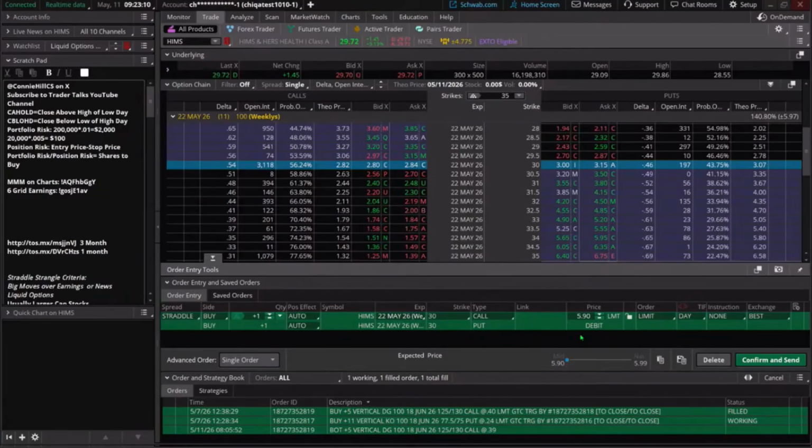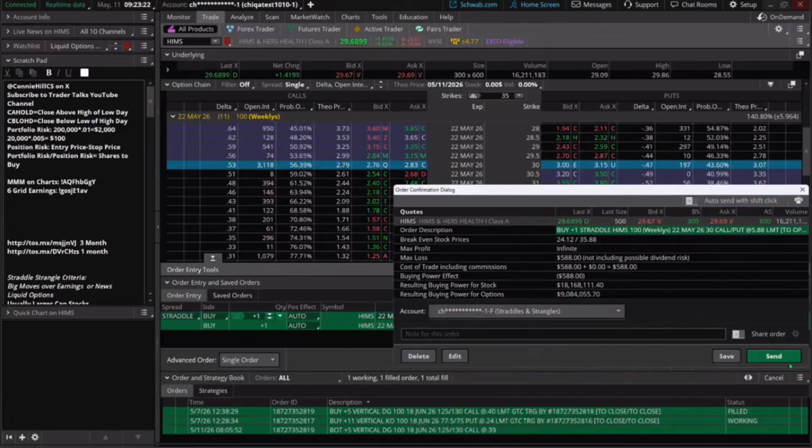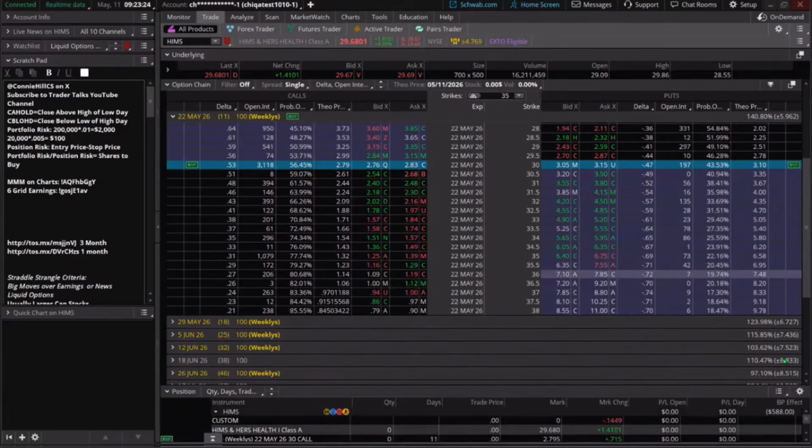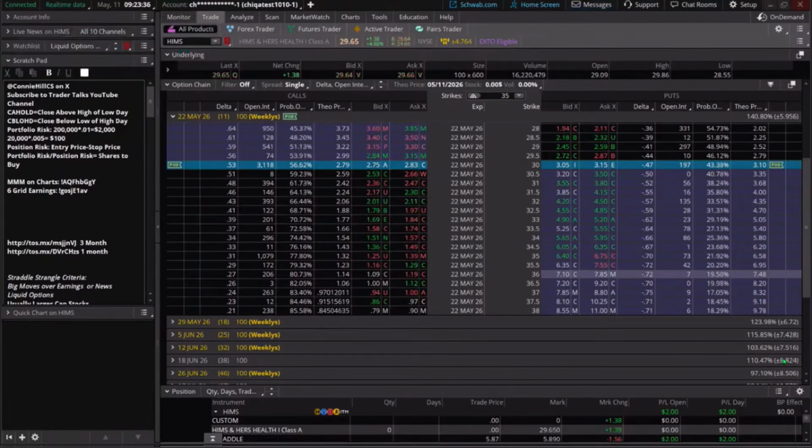We're going to put this one in, and then we're going to compare a strangle. We're just going to do one contract here. We're going to hit confirm and send, and we're going to put it in our grouping called Straddles and Strangles, where we keep track of the trades that we're doing in this class. Now, normally you wouldn't do this. You would choose a straddle or you would choose a strangle. But we're going to do a little comparison here, and see which one actually does better, the straddle or the strangle.